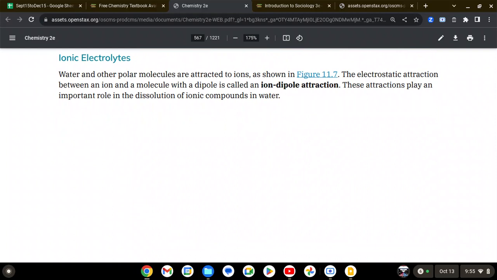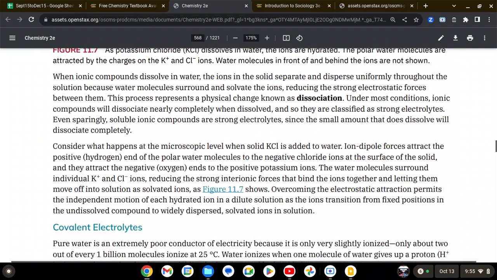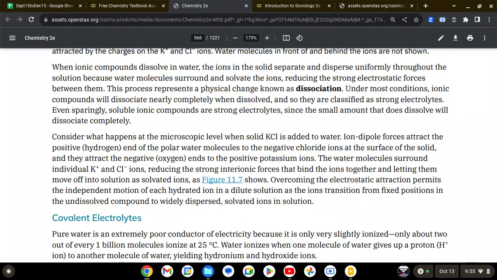Ionic electrolytes. Water and other polar molecules are attracted to ions, as shown in Figure 11.7. The electrostatic attraction between an ion and a molecule with a dipole is called an ion-dipole attraction. These attractions play an important role in the dissolution of ionic compounds in water. When ionic compounds dissolve in water, the ions in the solid separate and disperse uniformly throughout the solution because water molecules surround and solvate the ions, reducing the strong electrostatic forces between them.